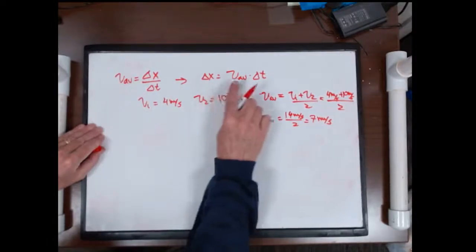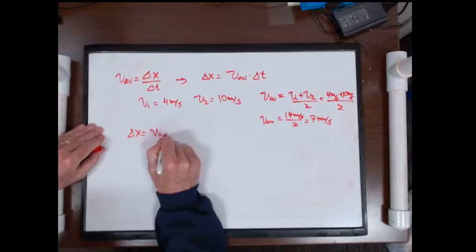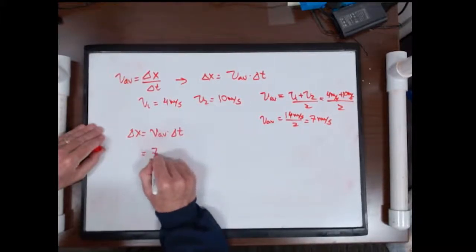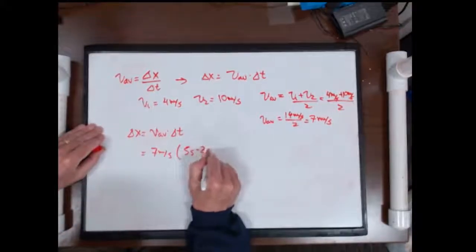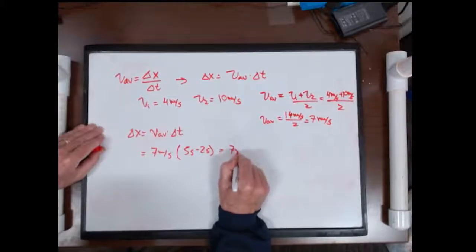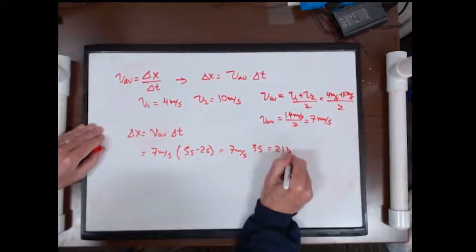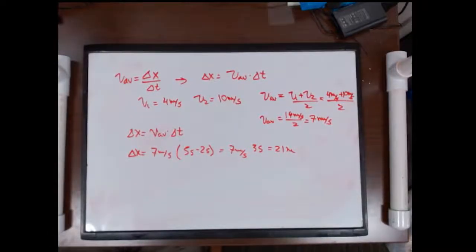And now when I rearrange this, I get delta x is equal to V average times delta t. This is just 7 meters per second times 5 seconds minus 2 seconds, which is 7 meters per second times 3 seconds, which is 21 meters. That's exactly what we got solving it the other way, right, on the last slide. So you can solve that either way.